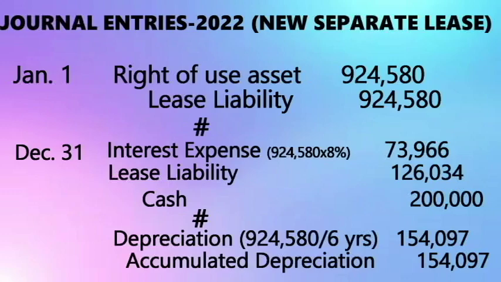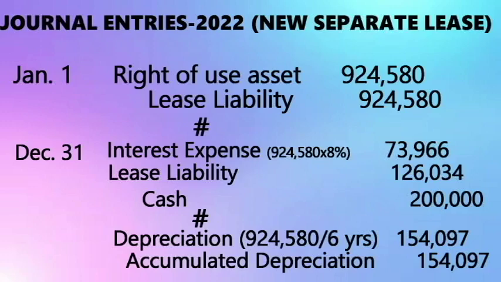So, the journal entries for 2022 is a new separate lease. So, as usual, gagawa natin ng entry yung right of use asset and lease liability. And the interest expense is based on the new present value as of January 1, 2022, which is 924,580 times the new implicit rate of 8%. So, dito magkakaroon na tayo ng panibagong interest expense, lease liability, and cash.